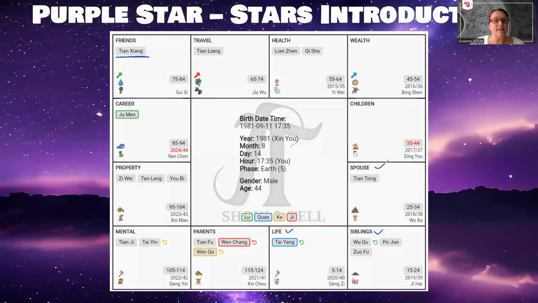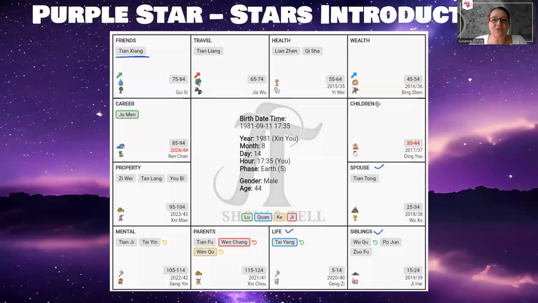Now, Tian Xiang in the spouse palace is an interesting one because you tend to be with someone who was introduced or recommended to you by someone else. Maybe you've been set up by your friends on a blind date and that person ends up being your partner. Very often people who have the Tian Xiang star in the spouse palace end up with a classmate or someone they used to go to school with, or with a work colleague, or someone they already know from their social circle for a long, long time.